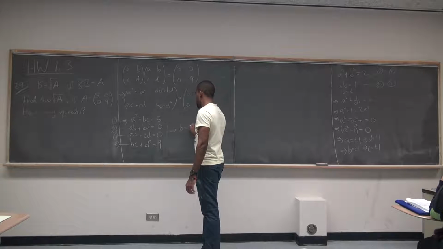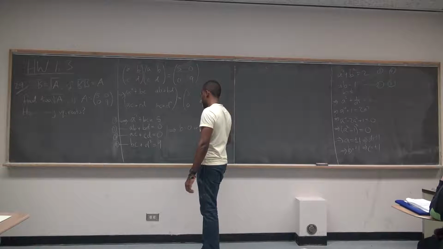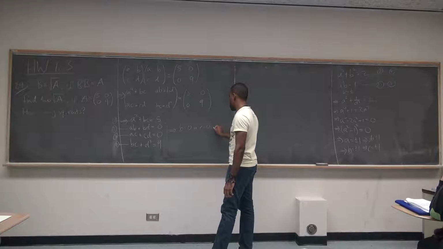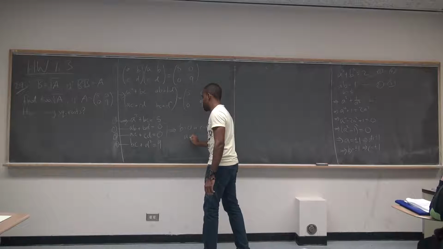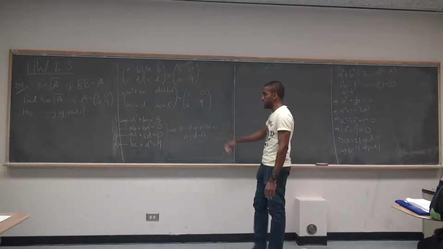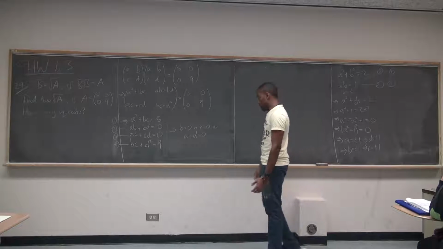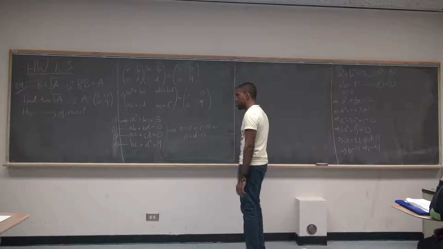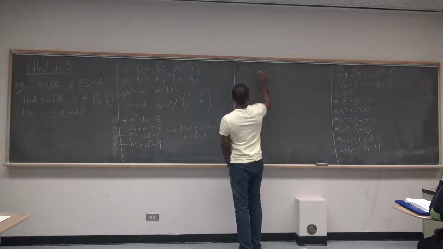B equals 0, or C equals 0, or A plus D equals 0, right? Which is the one that you saw: A is equal to minus D. Now let's go through each case and see which ones make sense and which one gives us answers.